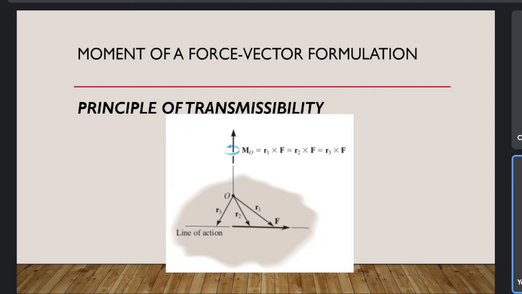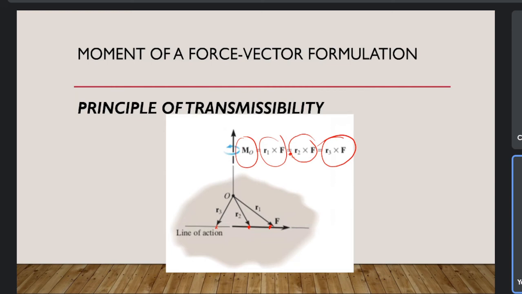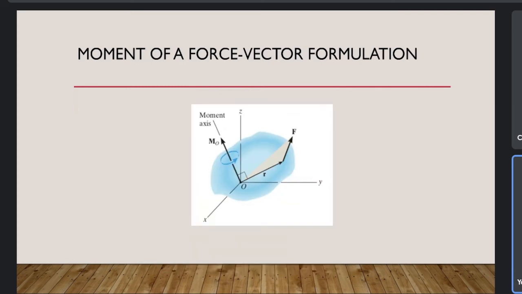Next, we have principle of transmissibility. In this one, as we said, the r can be at any point on the line of force F. So we can say moment Mo can be r1 times F. If we get r2 here, r2 times force should also be equal. The moment should be equal here. And if you get the r at this point, since it's still in the line of action of the force F, it should still be equal. r3 times F, it should be equal. The moment at any point for the given force, if it is taken at any point of the force in the same line of action, it should be equal.